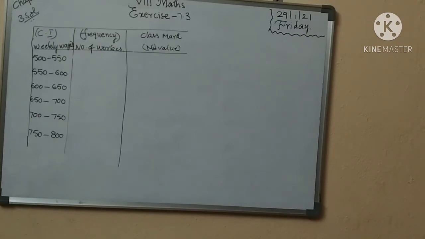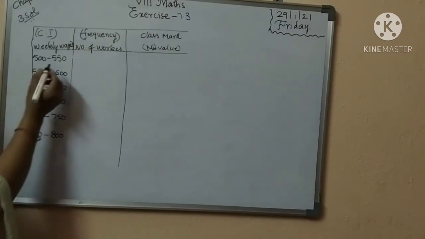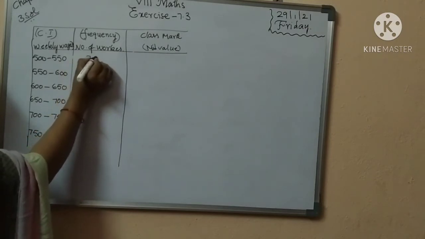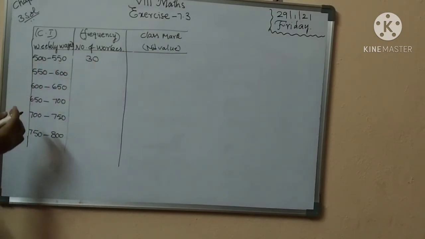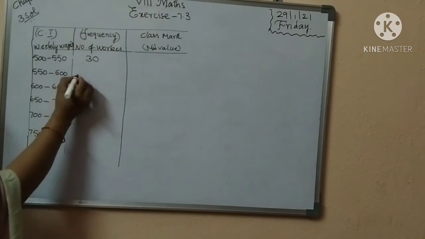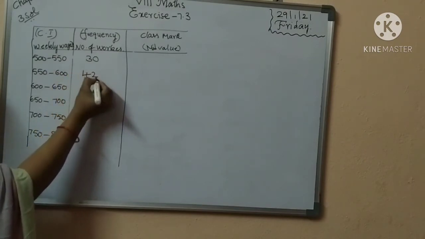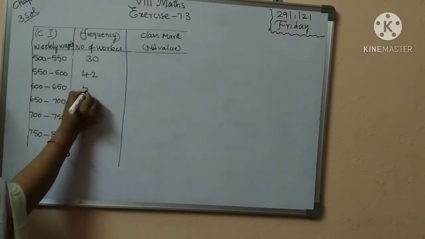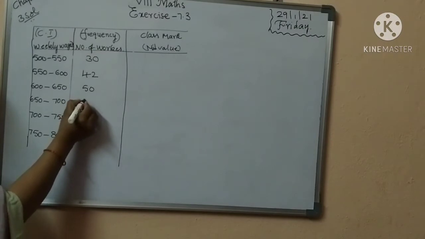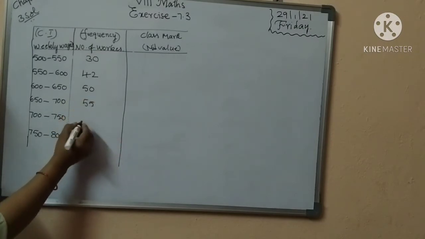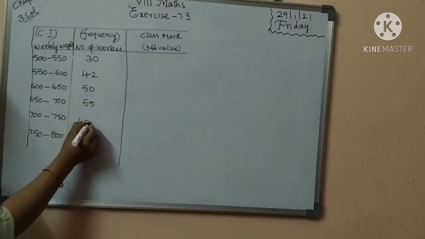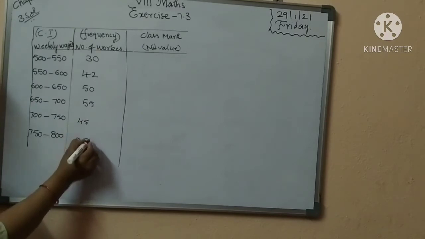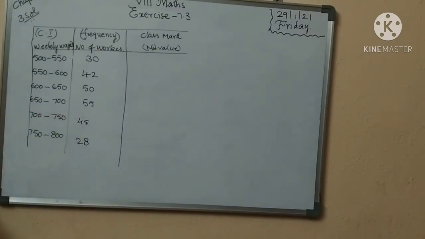Next, frequency. What is the frequency here? Given 30 workers for wages of 500 to 550, then 42 workers, next 50 workers, and 55, 45, and 28. Okay children, these are the two points of the table given in the textbook.